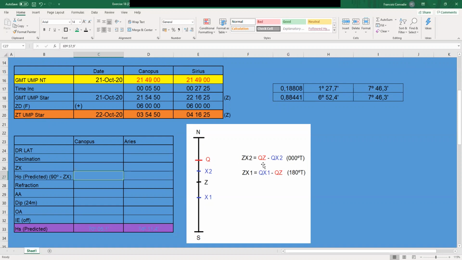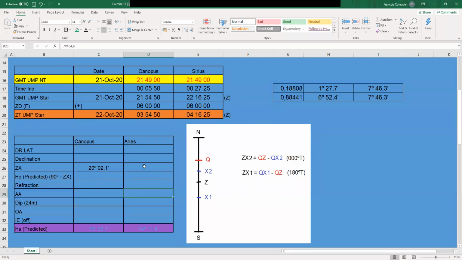We take our latitude. This is a DR latitude, of course, where we expect to be. So we say that ZX, in this case ZX1 is Canopus and ZX2 is Aries. So ZX1 is the declination minus the DR latitude. Okay, and you get that from this. That's going to give you a value for ZX, right? Which in this case is 20.